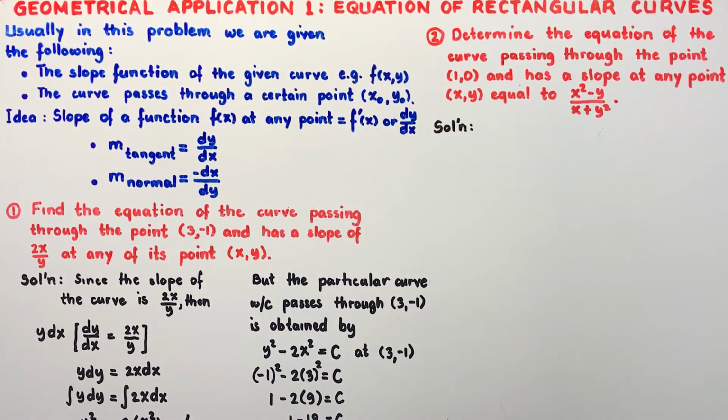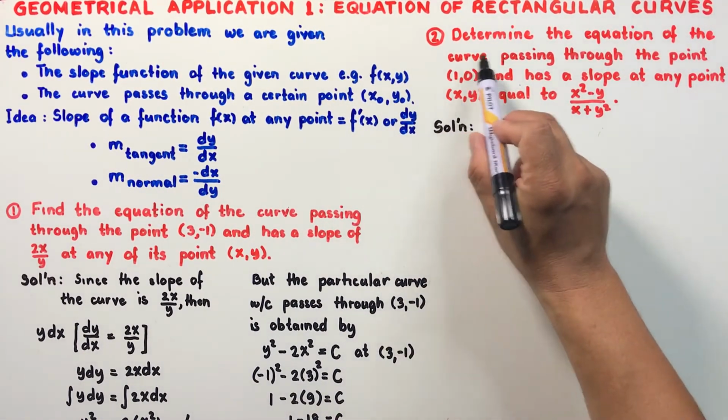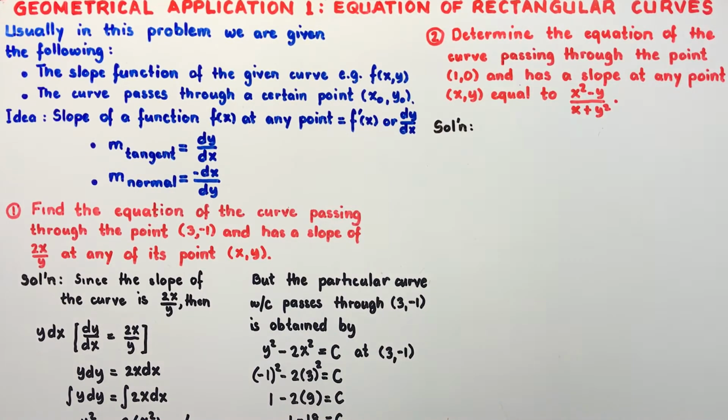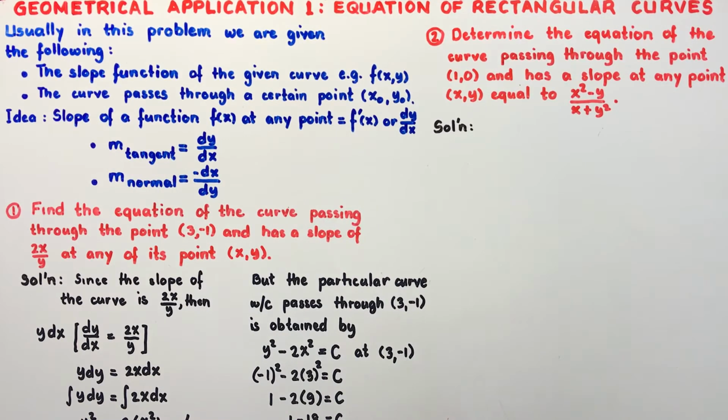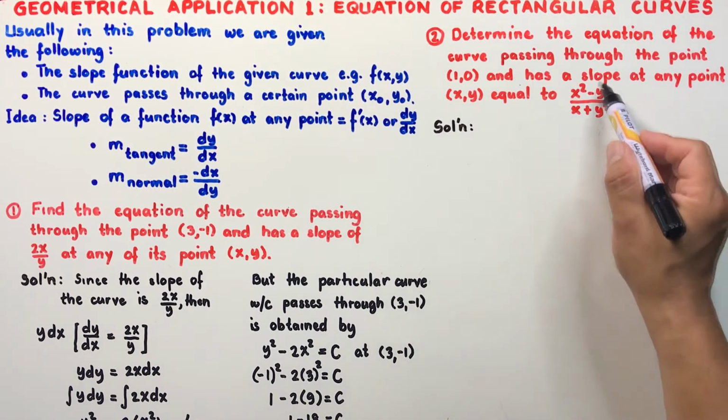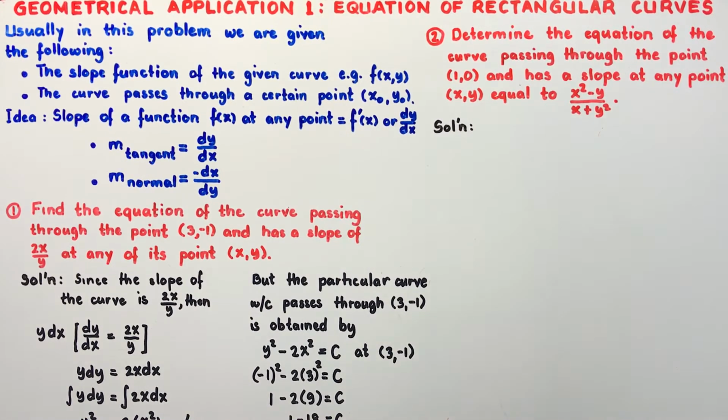Then therefore, this is the answer for this problem here. Now let's proceed to our example number 2. Determine the equation of the curve passing through the point (1, 0) and has a slope at any point (x, y) equal to (x squared minus y) over (x plus y squared).